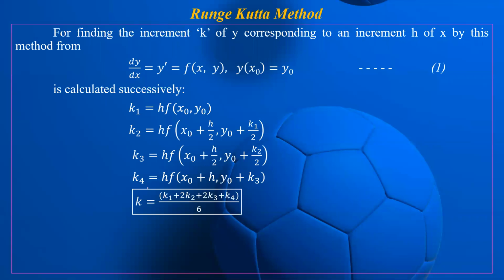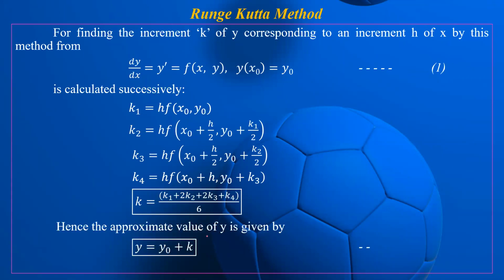And then what is the value of k? K is the weighted average of k1, k2, k3, k4: k = (k1 + 2k2 + 2k3 + k4) divided by 6. With the help of this formula, we are able to find the value of k. Then our answer will be an approximate value, and the approximate value of y is given by y = y0 + k.